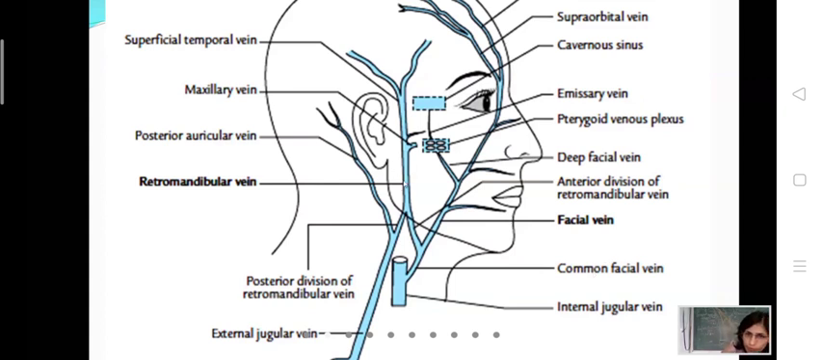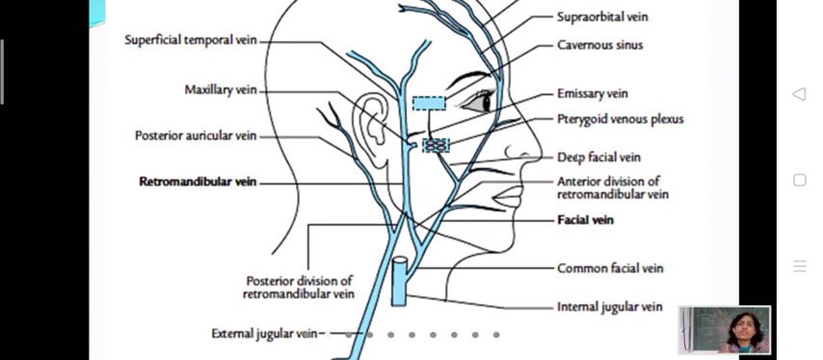Now the retromandibular vein, which has divided into anterior and posterior divisions. Anterior division joins with the facial vein and forms common facial vein. What about the posterior division? This posterior division joins with the posterior auricular vein present behind the ear to form the external jugular vein. This external jugular vein pierces the investing layer of deep fascia and drains into the subclavian vein. So this is about the venous drainage of the face.